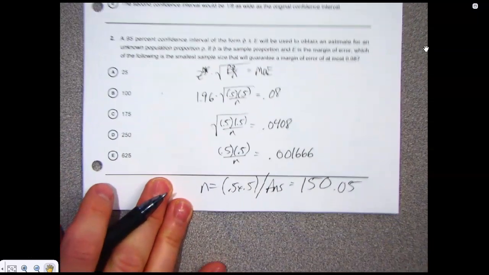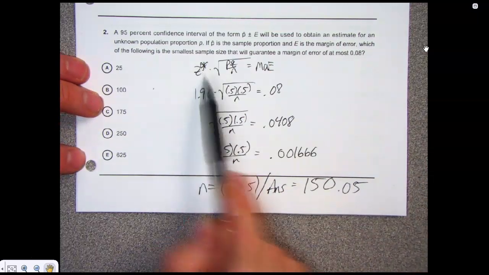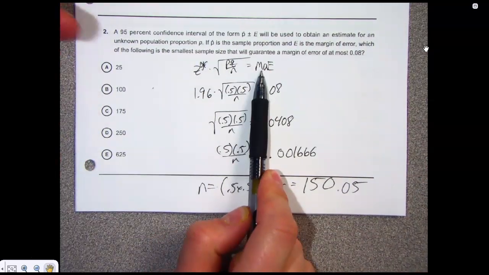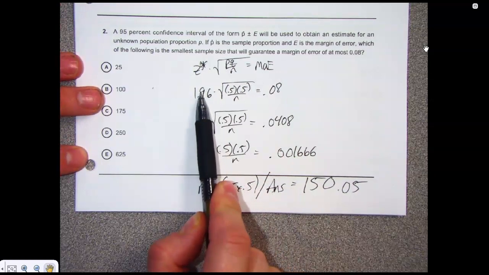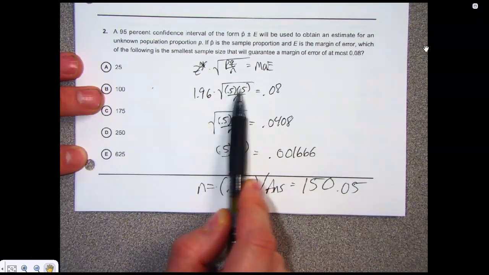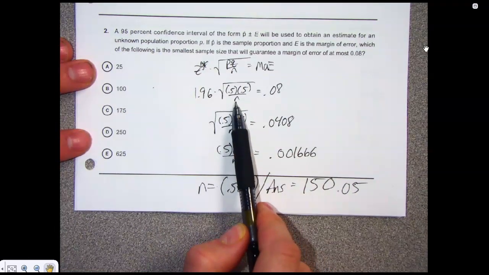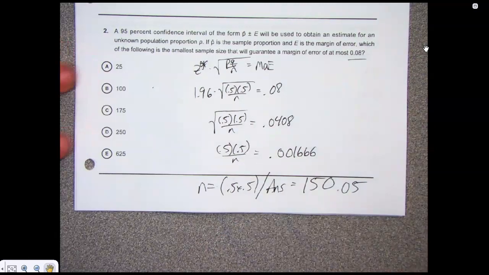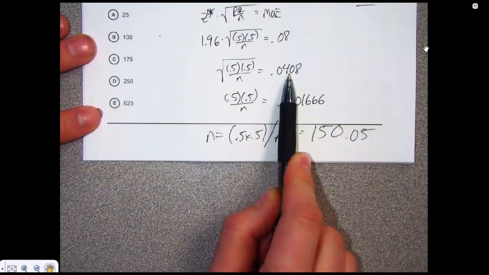For the second one, it is kind of disconcerting because you get a number that's not really close to any of them, but that's okay. This is your margin of error formula, and that equals MOE. Then this is my inverse norm of 1.95 divided by 2. They didn't tell me p, so I use 0.5. You just go in the middle because we don't know what it is. n is blank, and then 0.08 is what they tell you. So then I divided by 1.96 to get to here.